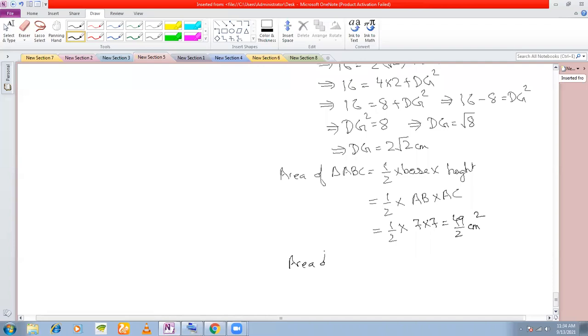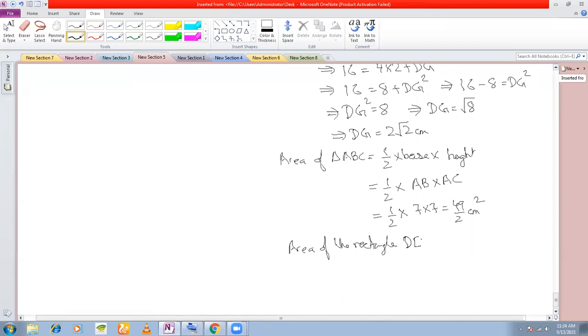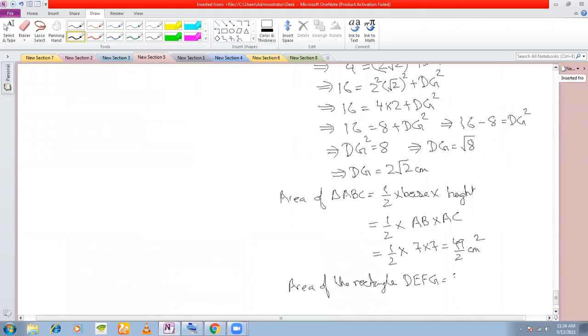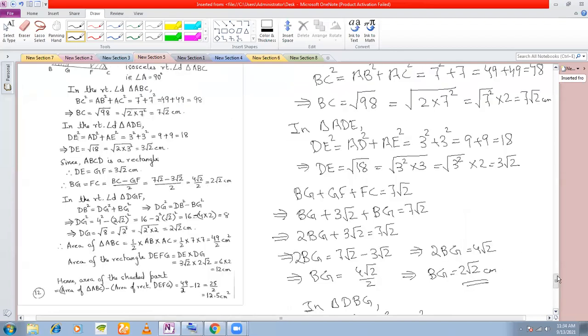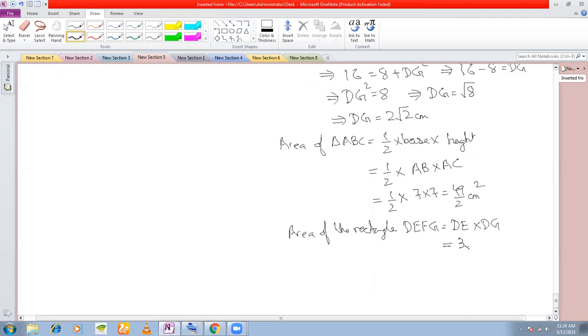So area of rectangle. Now we'll find out the area of the unshaded rectangle. Area of the rectangle here is DEFG, which is equal to length into breadth. Which one is the length? DE is the length and DG is the breadth. DE into DG, length into breadth. DE length, how much have we got? 3 root 2. Breadth is 2 root 2. So this is 3 root 2 into 2 root 2. So 3 into 2 will give you 6 and root 2 into root 2 will give you 2. So this is 12 centimeter square.